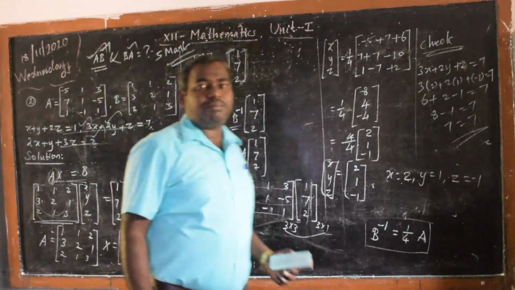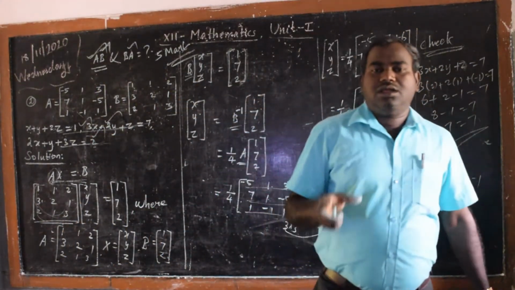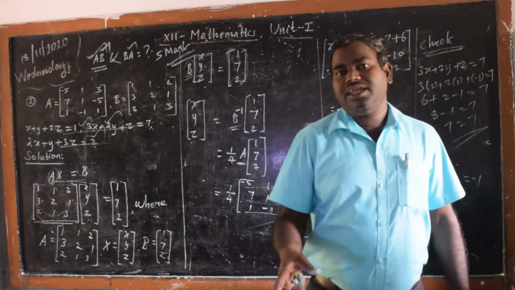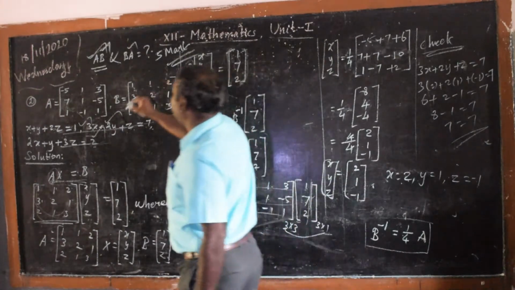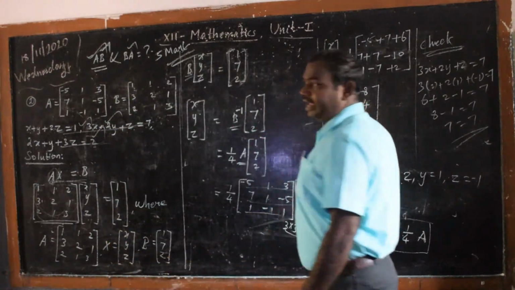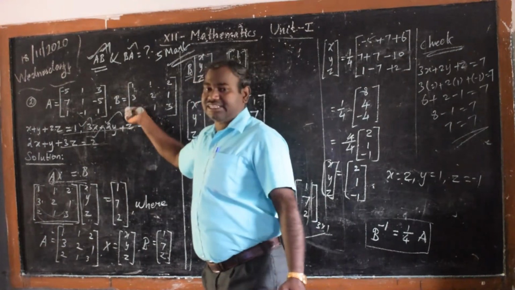This is an important 5 mark question. Find AB, also BA. Next is solve the system of linear equations. Use these two matrices.